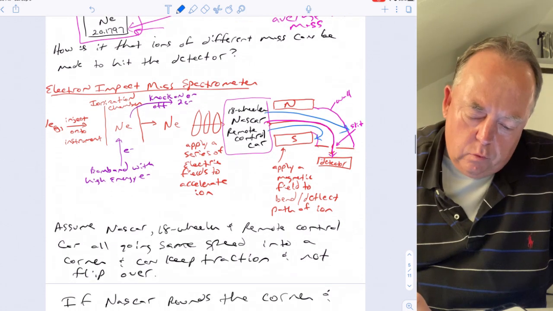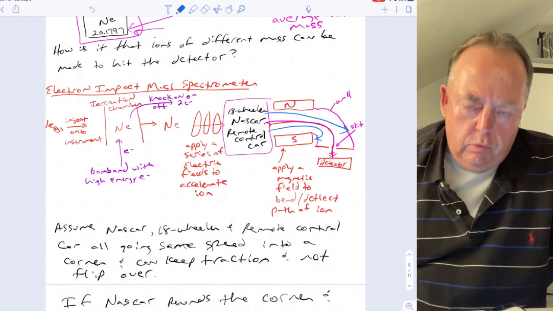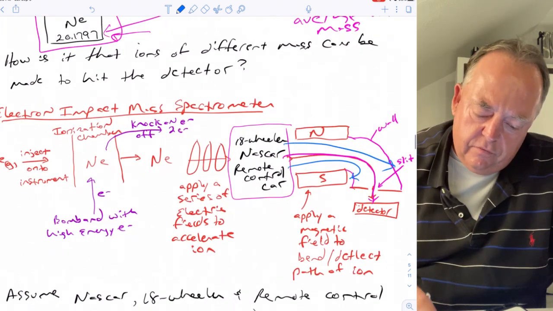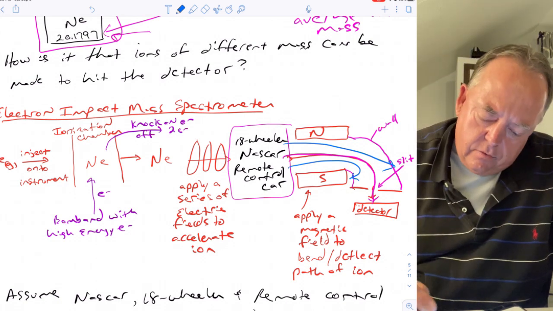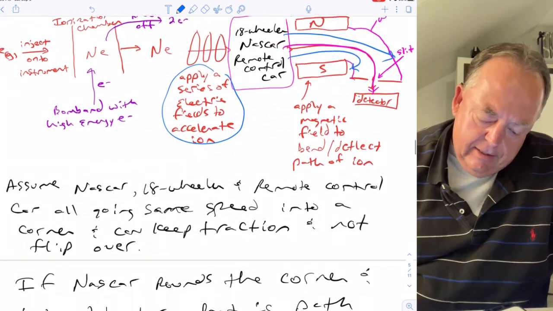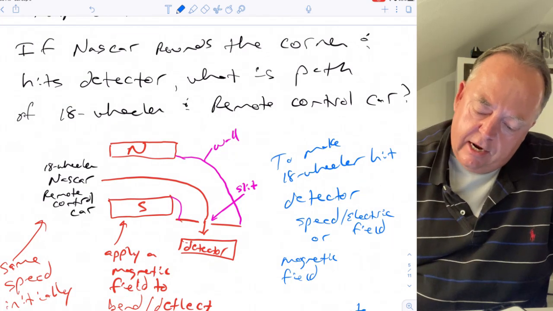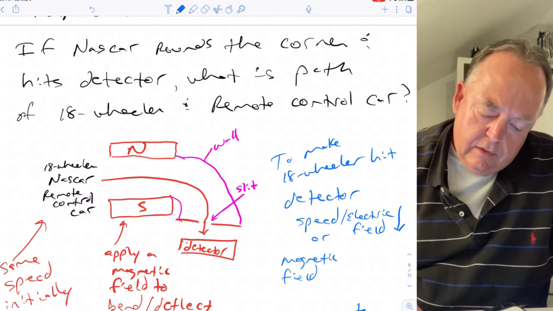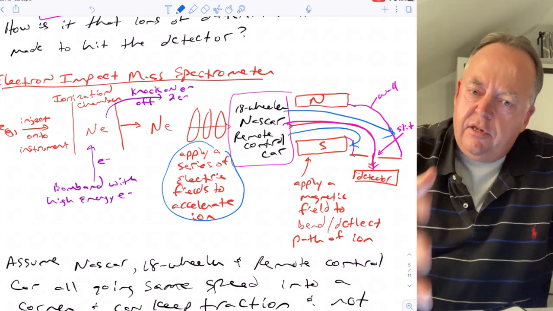So if you were driving the 18-wheeler and you wanted to round the corner and hit the detector, what would you do? You would slow down, right? So how could you slow it down? If this was a particle, for example a neon 20 cation, how would you slow it down? Well, you change the electric field, because the electric field is what you use to accelerate it. So that would be one option, right? To make the 18-wheeler hit the detector, you could decrease its speed. You could do that by decreasing the electric field. Or the other way would be to increase the magnetic field to make its path deflect more.